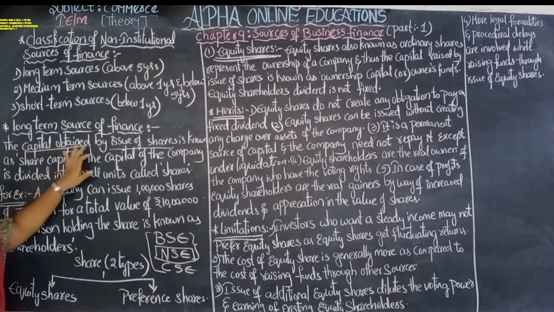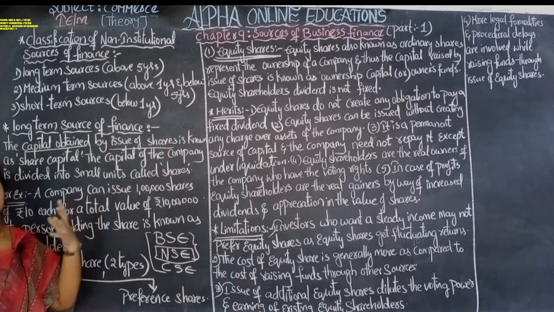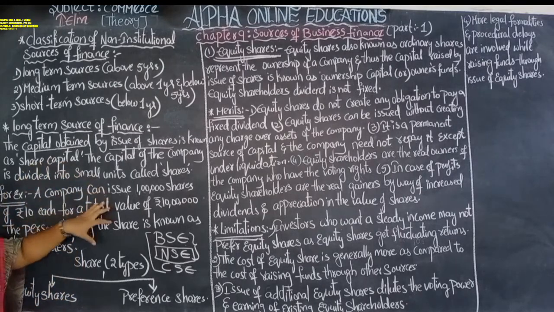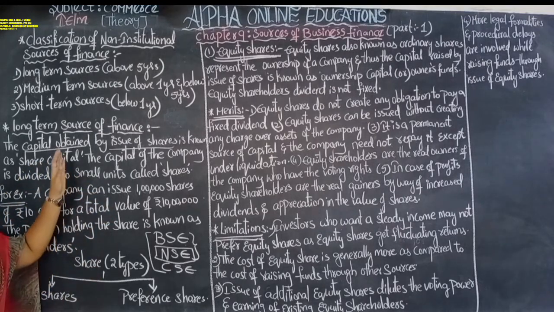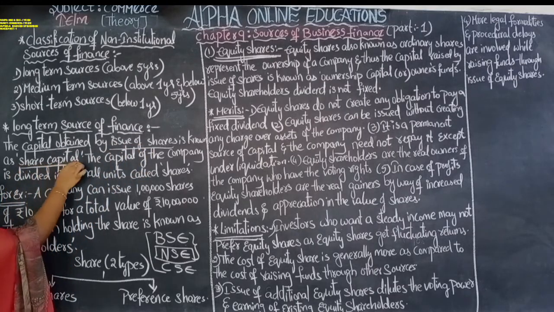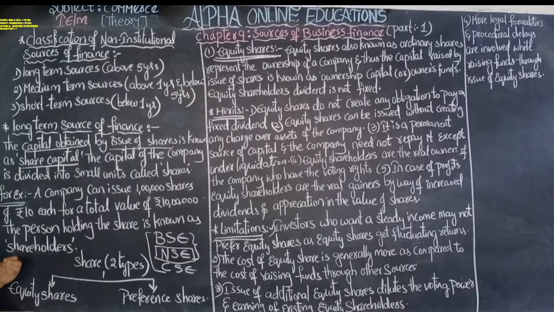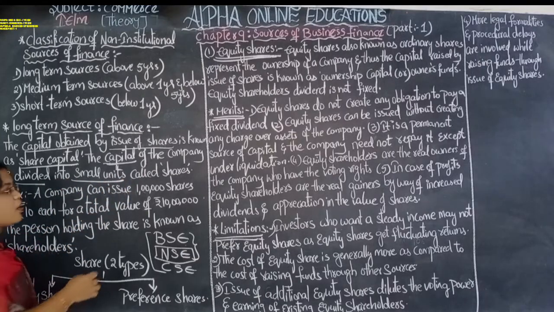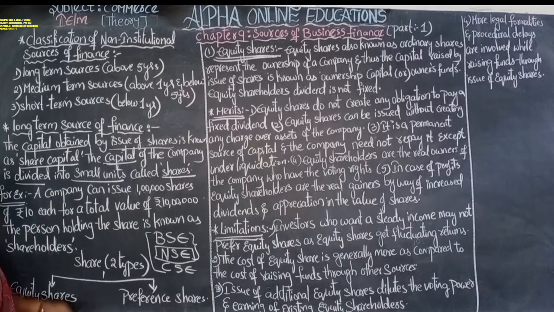So, capital obtained by issue of shares, when we are gathering the capital, that is, mooladhanam. In order to start the business we require capital. So if you are issuing shares in order to get the capital, that capital is known as share capital. The total capital of the company is divided into small units. Those small units are known as shares.